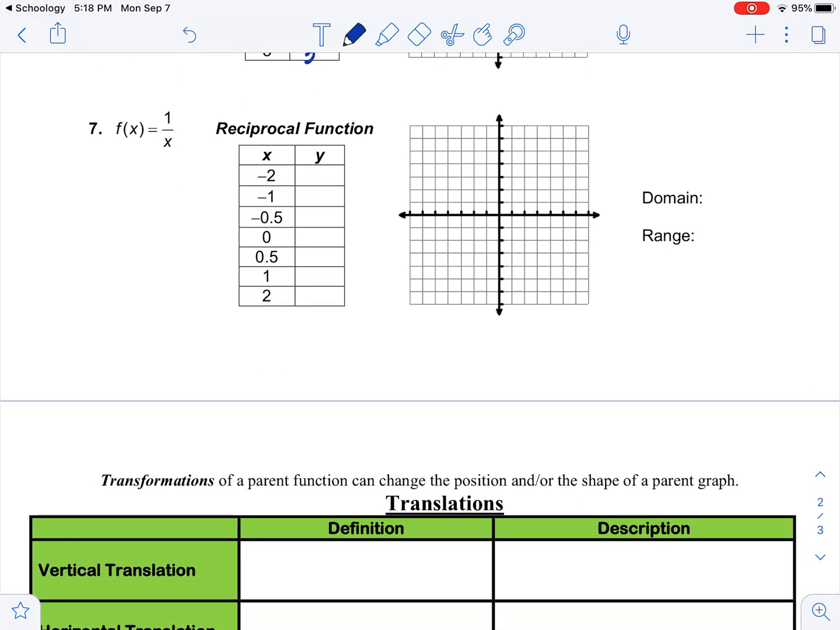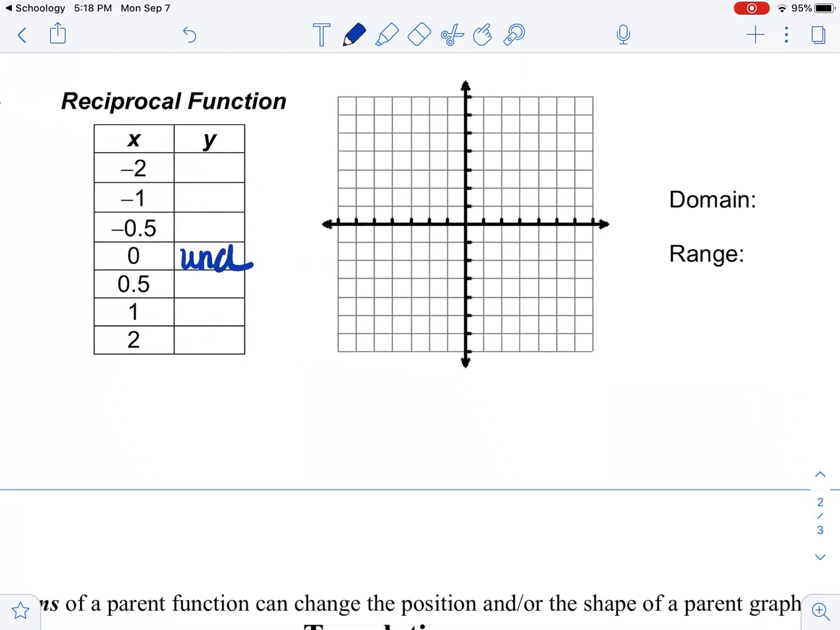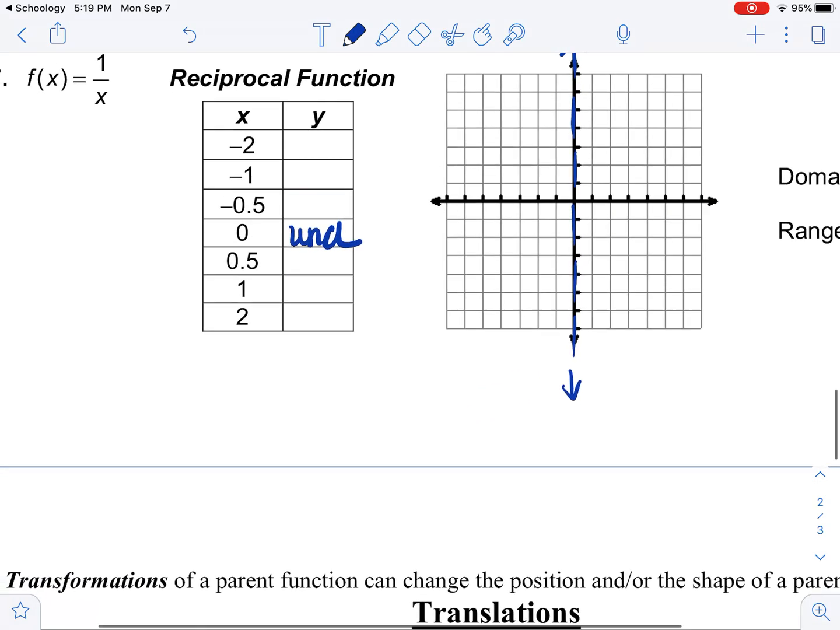The last function that you have to know the shape of is the reciprocal function. So before I move on with this table, the first thing I'm going to talk about is plugging in 0. If I ask you to plug in 0, you're going to get that the function's undefined there. So at x equals 0, this function is undefined. So if it is undefined there, you are going to have nothing there, which is an asymptote, a vertical line, not an actual vertical line.